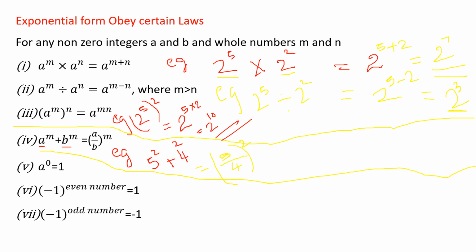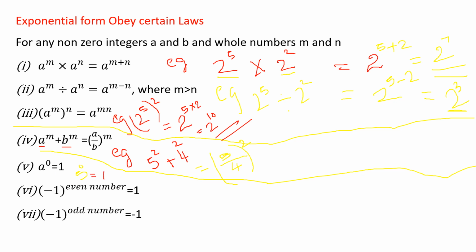Now, the fifth one is very easy. A power 0 is equal to 1. For example, I am writing a question, 5 power 0. So you don't want to do any calculation. Here the power is 0, so the answer is equal to 1.